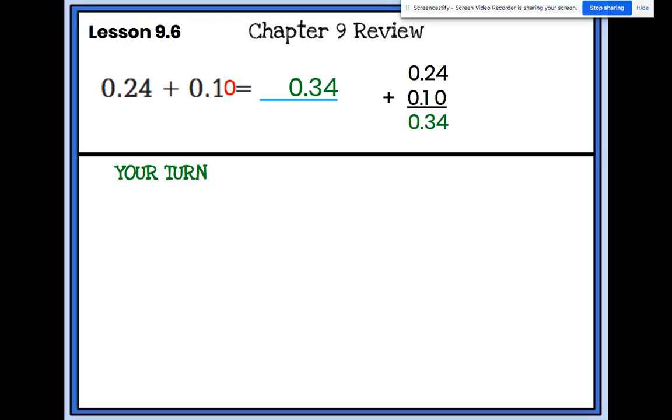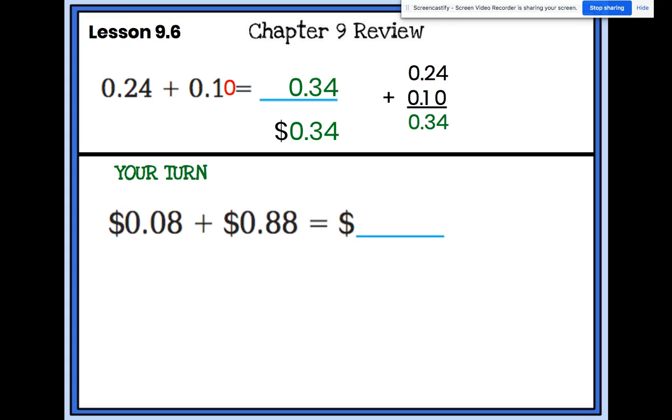Now you could show that as a dollar amount as well by just adding the dollar sign to the beginning, and then you're showing it as a total money amount. So it's going to be your turn. You're going to add $0.08 plus $0.88, and then you're going to add 3/10 to 1 45/100.